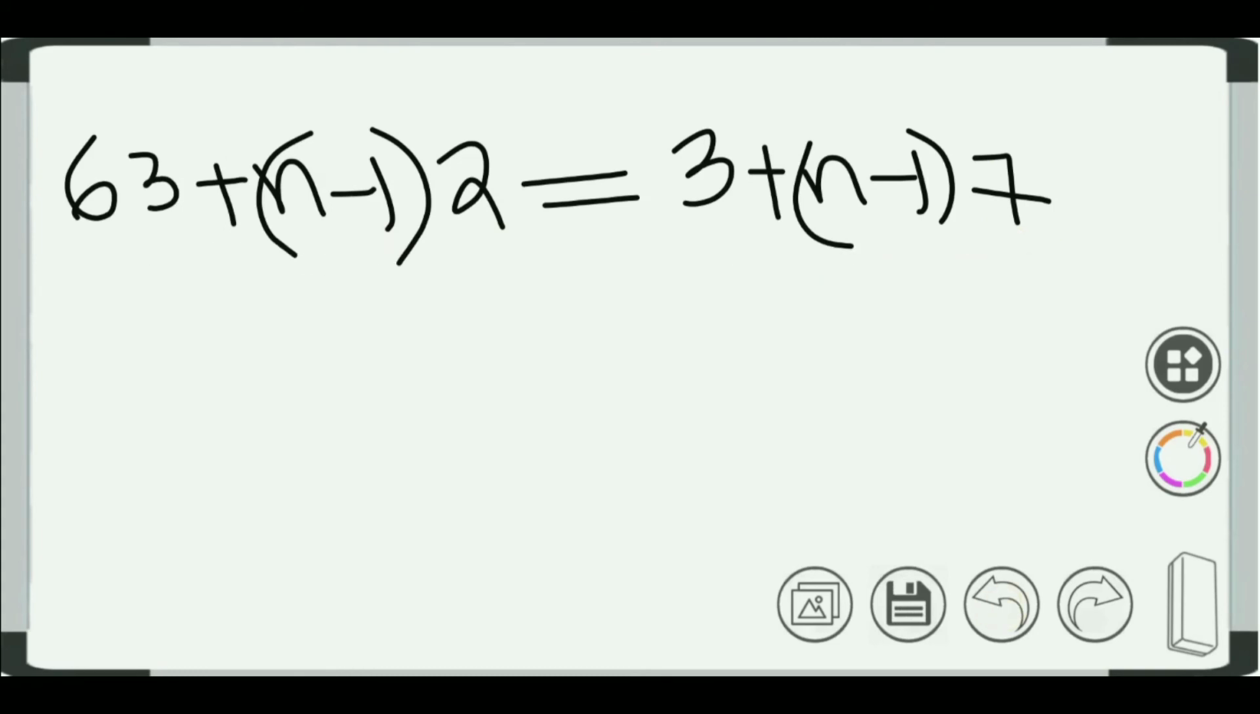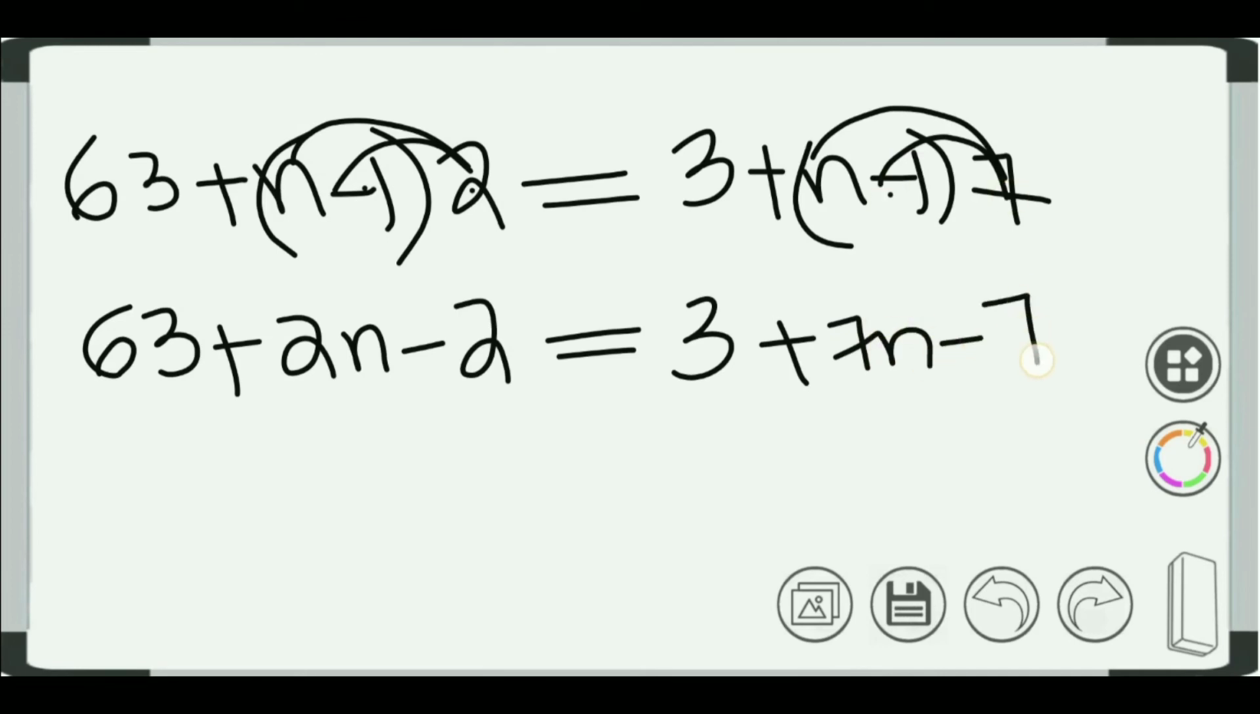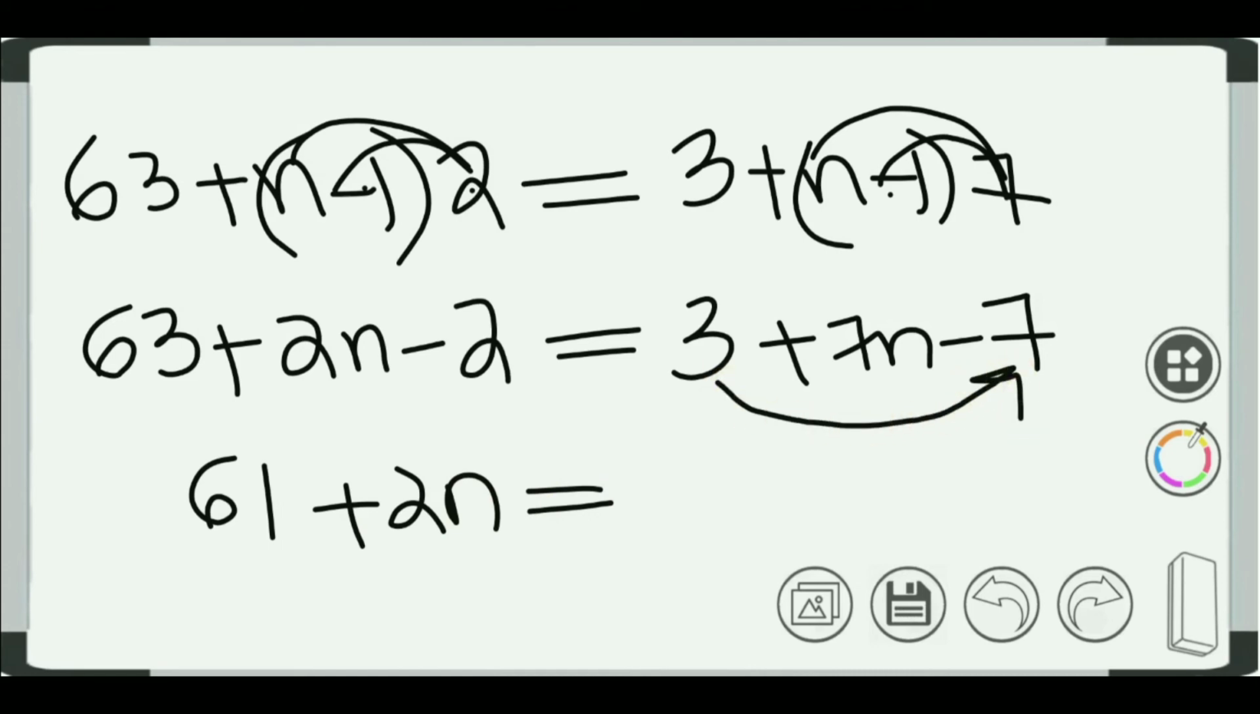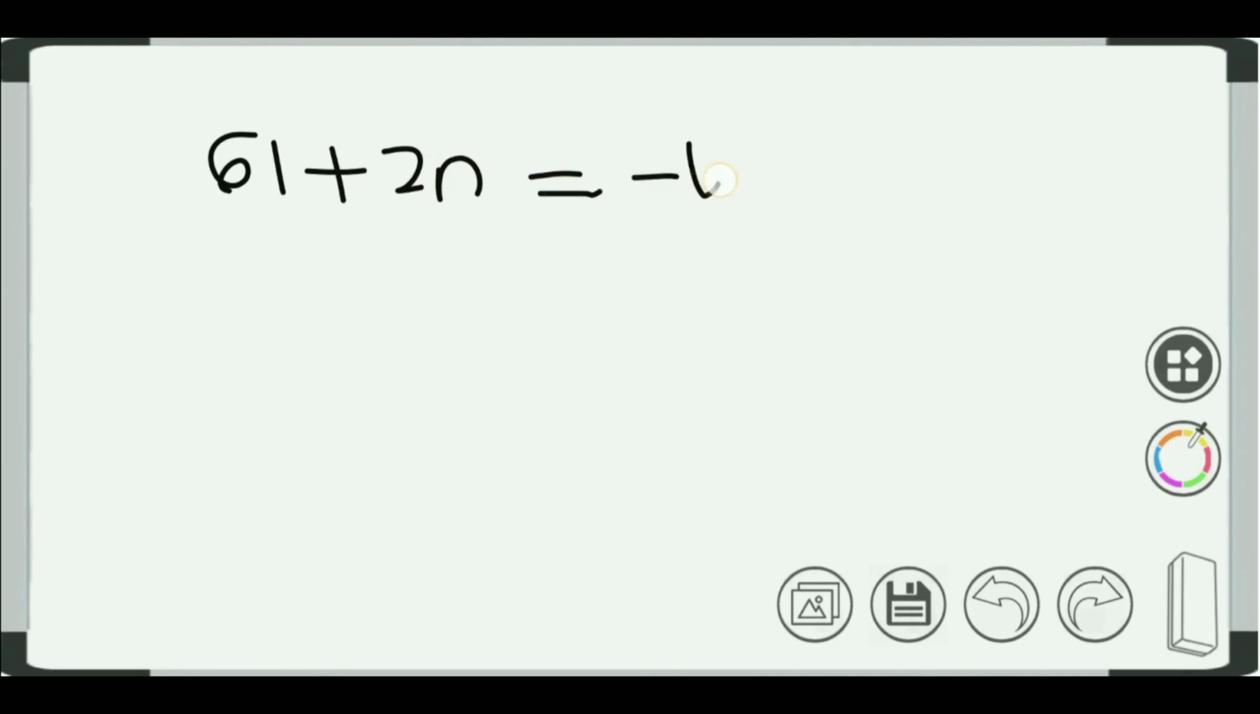Now we can solve this one. 63 plus, give 2 to n and minus 1. 2 into n is 2n. 2 into minus 1, minus 2, equal to 3 plus 7 into n, 7 into minus 1. 7 into n is 7n. 7 into minus 1, minus 7. See, 63 minus 2, 61, plus 2n equal to 3 minus 7. What is 3 minus 7? Minus 4, plus 7n. Now I am taking n terms together and the numbers together. That is 61 plus 2n equal to minus 4 plus 7n.